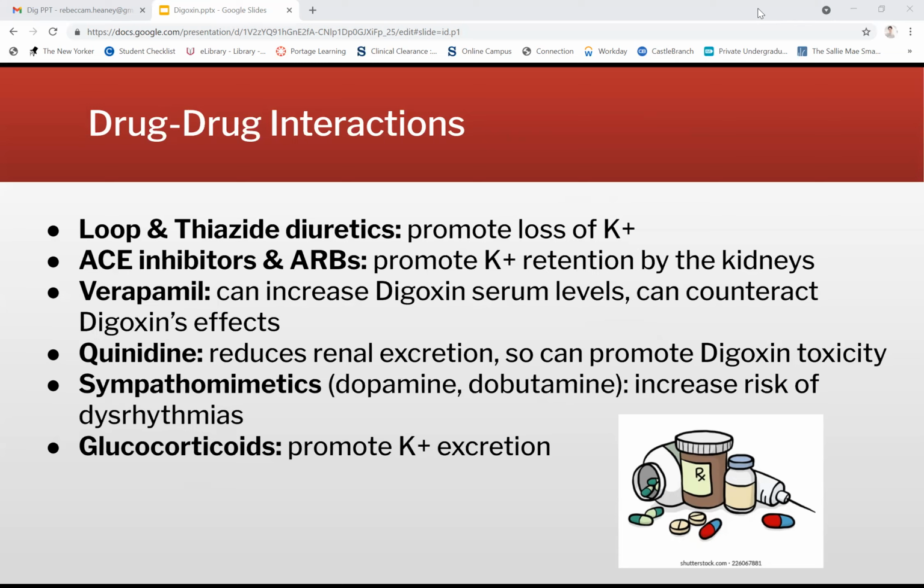Quinidine can promote digoxin toxicity by reducing its renal excretion and causing increased plasma levels of digoxin. Sympathomimetics like dopamine and dobutamine can increase heart rate and cardiac myocontractility, which can increase the risk of dysrhythmias.